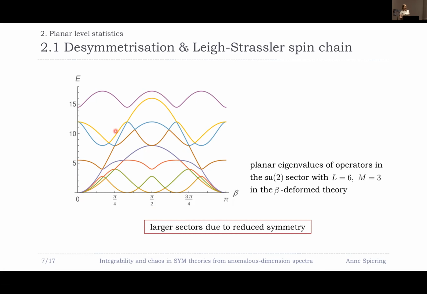So at certain values of beta, there are still degeneracies, but they typically appear at values where beta over pi is rational, and that's where the beta-deformed theory corresponds to an orbifold of the undeformed theory. But at generic values of beta, the sectors would be bigger because there's fewer degeneracies. Degeneracies are lifted, and there are fewer protected operators.